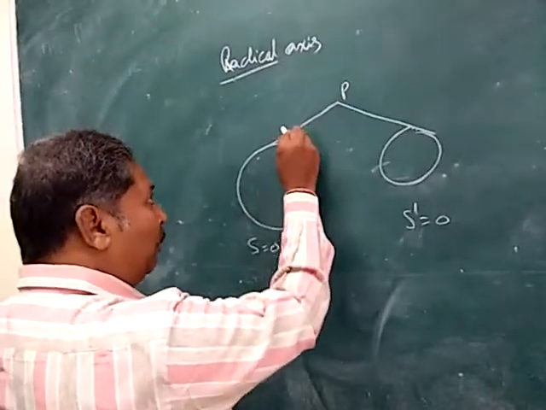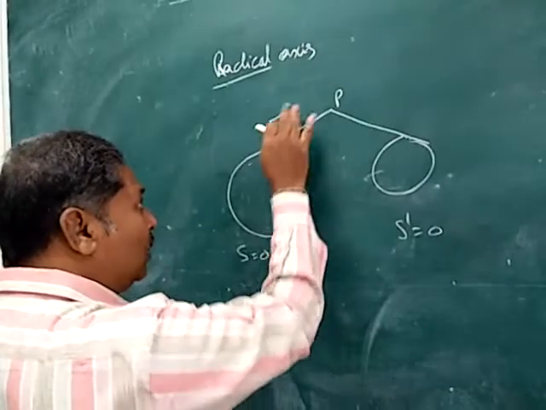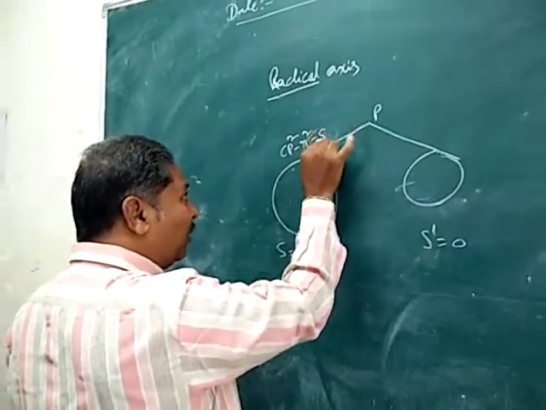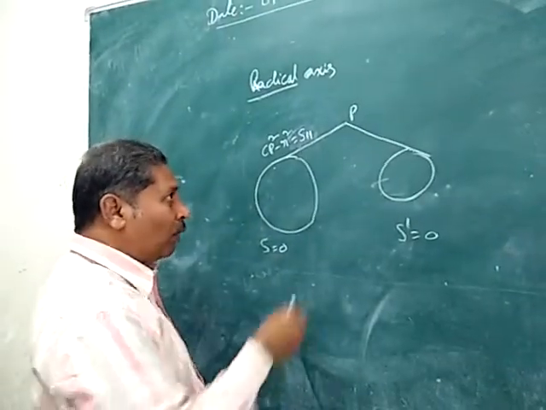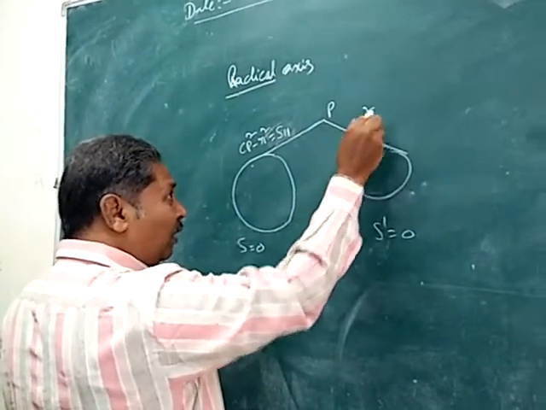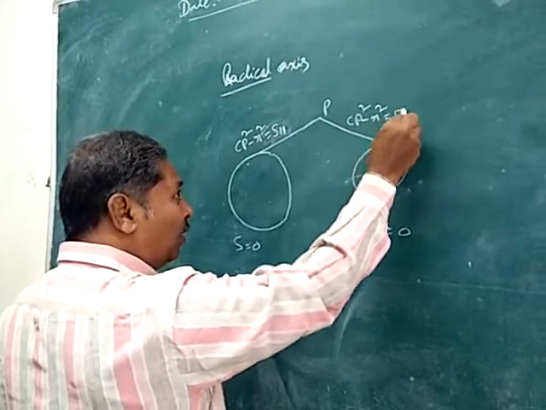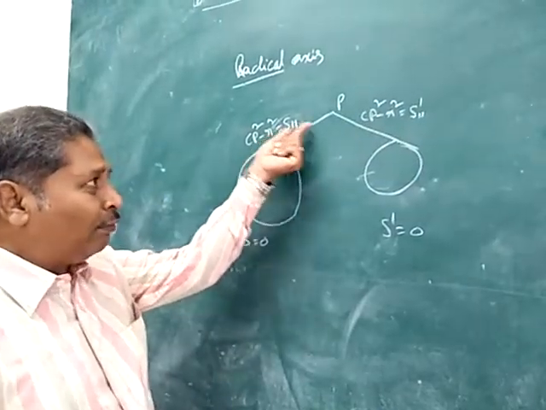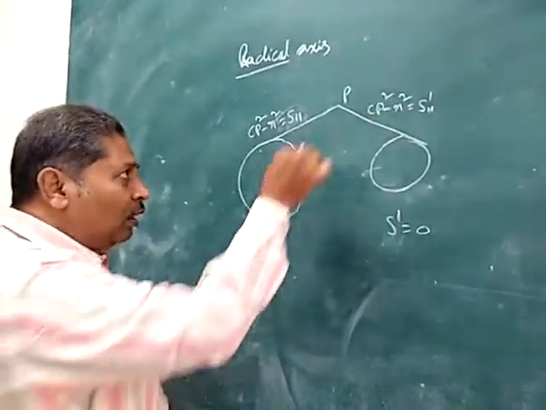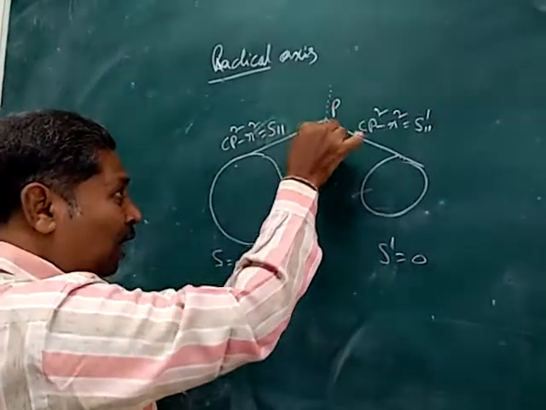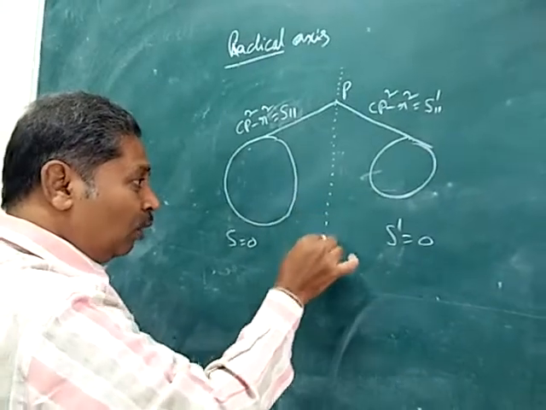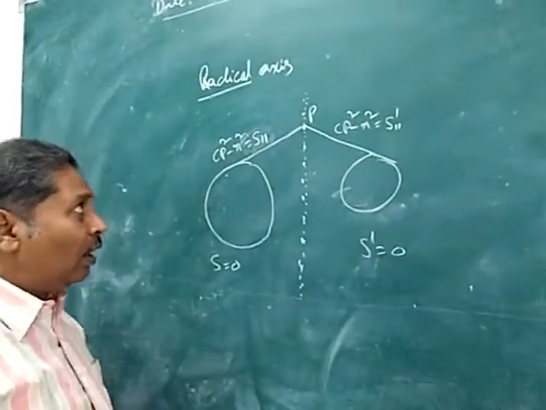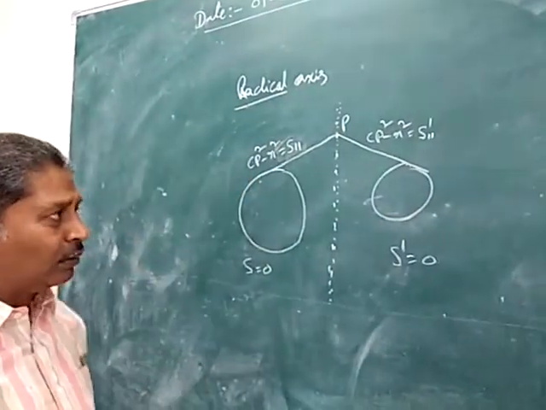Power of the point means under root Cp square minus r square, that is nothing but S11. Cp square minus r square equals S dash 11. So the powers of the point are equal. Then the locus of this point is called a radical axis.